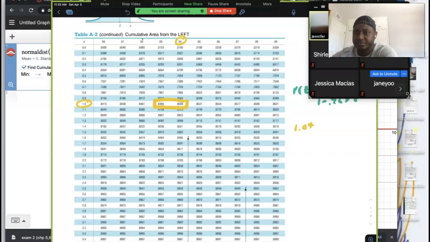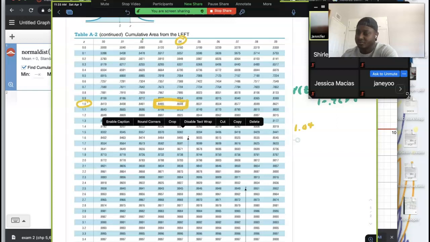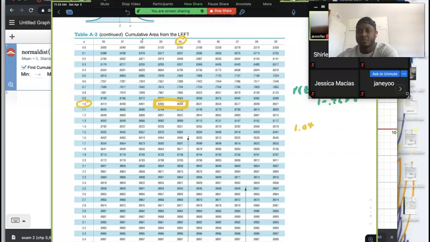Does that make sense? If it's directly in the middle, then it'd be a little bit different, but it's closer to 0.8508 than it is to 0.8485. You okay with that, Jennifer? What's wrong?